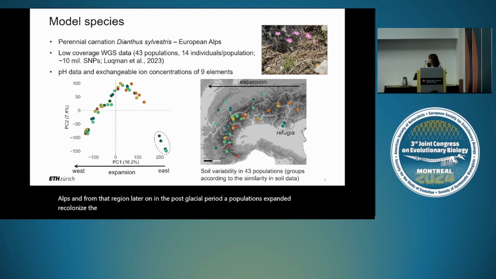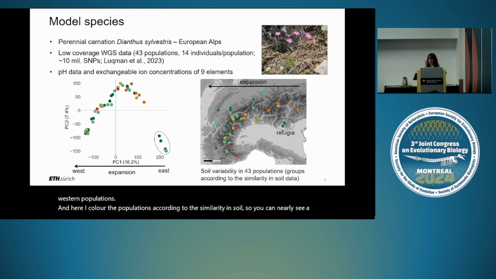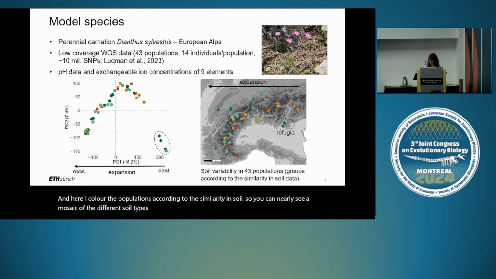As you can see from the PCA, population structure basically mirrors the geography in the Alps. In the dashed ellipse, we have the populations from the former glacial refugia, and then on the left, we have the most western populations. Here I color the populations according to the similarity in soil. So you can really see a mosaic of the different soil types across the Alps.